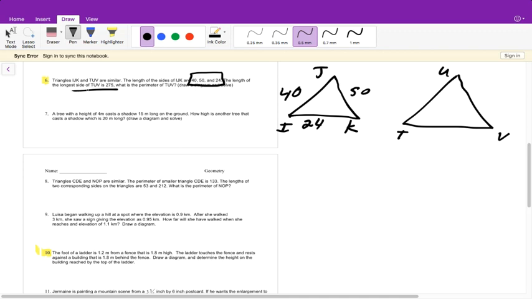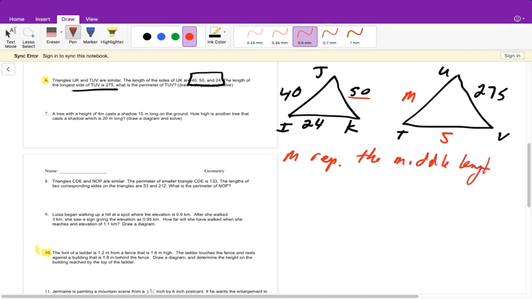They tell us the longest side is 275, so I will put this in a very specific place. I'm going to put 275 here because it corresponds with the longest side of the other triangle. I'm then going to put M and S, and I will say M represents the middle length side, and S represents the shortest side. So now we have to create these ratios to solve for what M and S are equal to.